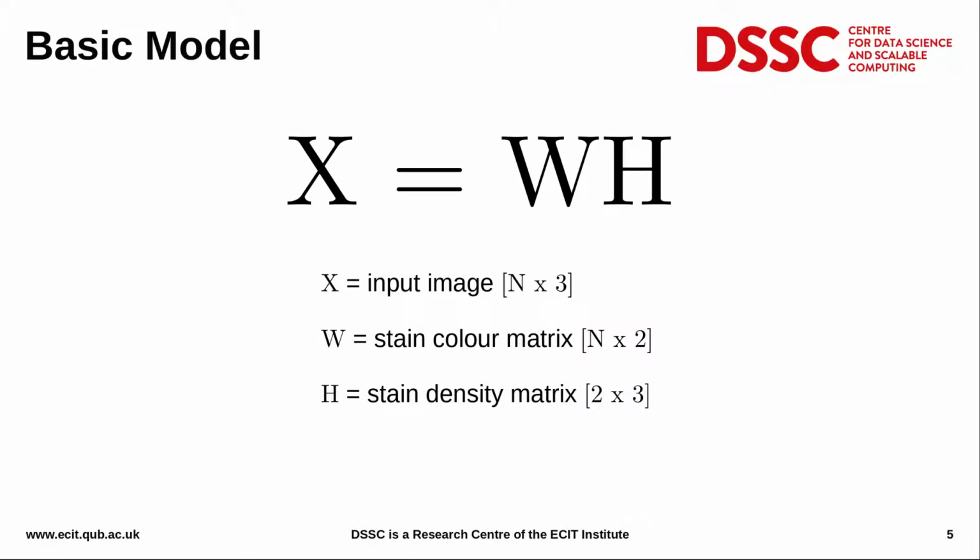The basic stain separation model is shown here. Essentially, a flattened tissue image X can be decomposed into a stain color matrix W and a stain concentration matrix H. Here N represents the number of pixels in the image X.